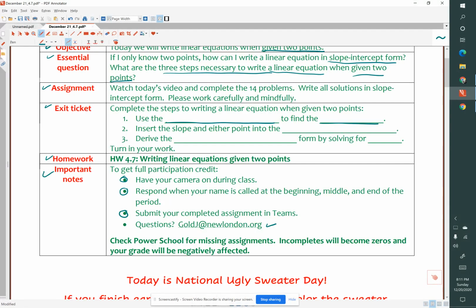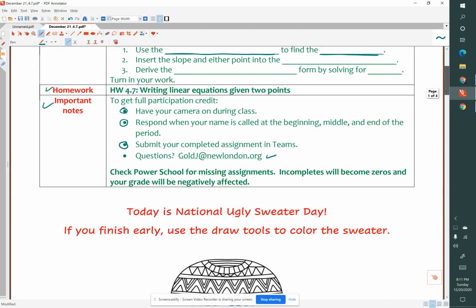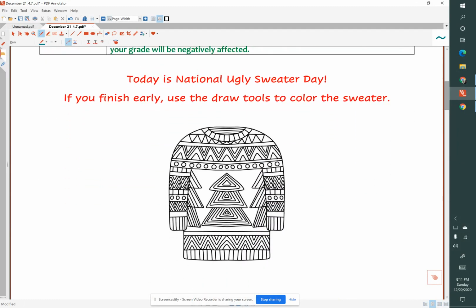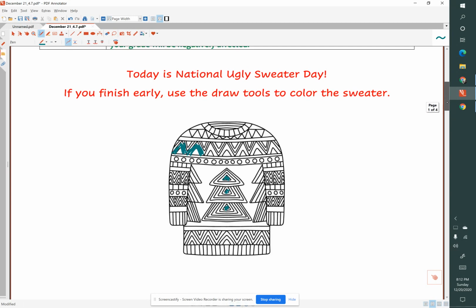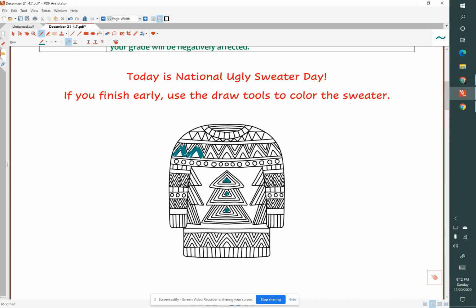So today also is National Ugly Sweater Day. So maybe if you get finished early, you could finish coloring in this sweater and maybe make it a little less ugly when it has a little bit of color to it. You know, beauty is in the eye of the beholder, students. Some people love these sweaters. Some people think they're not so pretty.